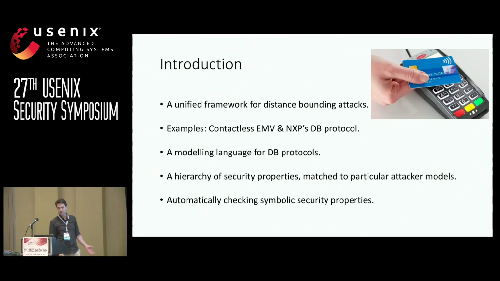Okay, so what am I going to talk about? I'm going to talk about a framework for modeling distance-bounding attacks. And the big contribution of this work is to put some kind of order on all the distance-bounding properties, tell you what symbolically is good to check, and symbolically how can you check protocols in an easy, automated manner. And I've got examples of contactless EMV and a distance-bounding protocol which has been patented by Philips.